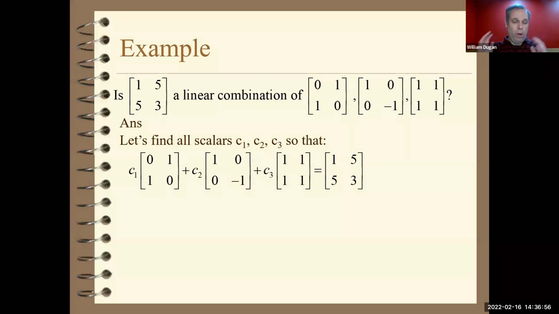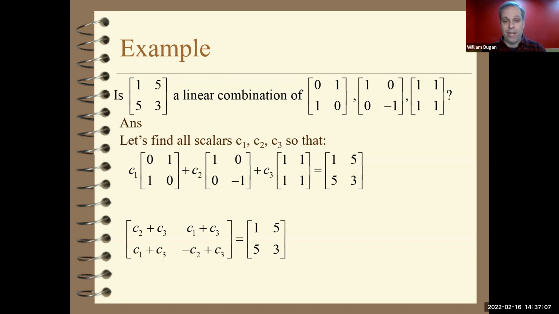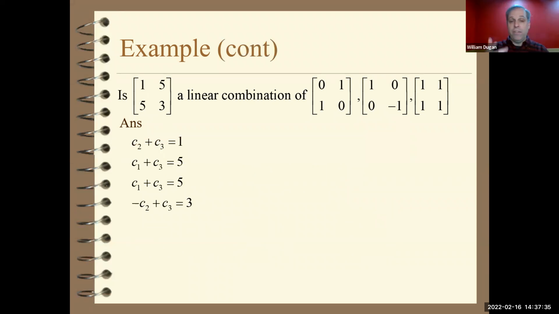Well, the left-hand side and the right-hand side are both matrices. If 2 matrices are equal, that means that corresponding entries are equal. So on the left-hand side, just multiply everything out and add it all up, and you get that thing. Those 2 matrices have to be equal to each other. That means that by writing down corresponding entries being equal, you get these 4 equations. So if the matrix 1, 5, 5, 3 is a linear combination of those 3 matrices, then that linear system in C1, C2, and C3 has to be consistent. So let's see if that system is consistent.